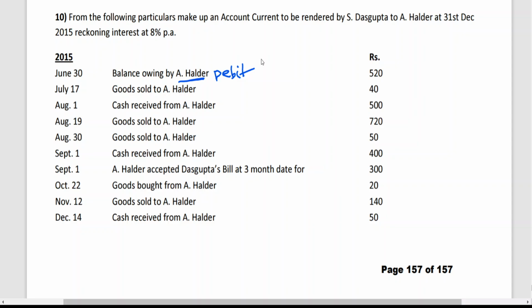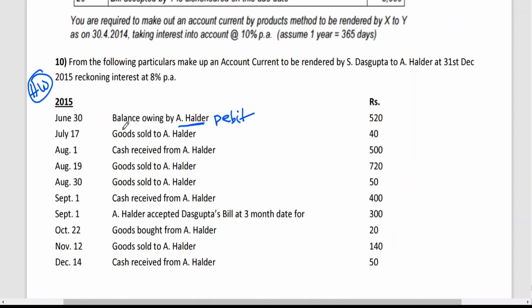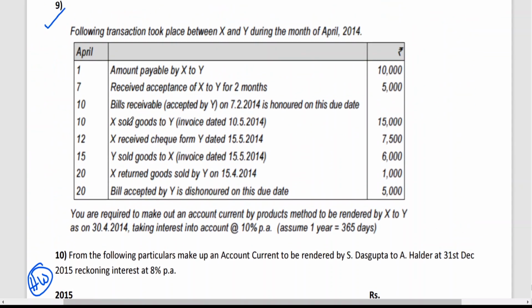I think this problem you can easily work out. It shows a debit balance, and the remaining things are simple transactions. Only what you are having is bills at 3 months date, which means you have to add 3 grace days. These things we have learned for this kind of problem. The 10th also I am giving as homework to you. Now we are left with 2 problems. With this we conclude this, and first let me take the 9th problem.